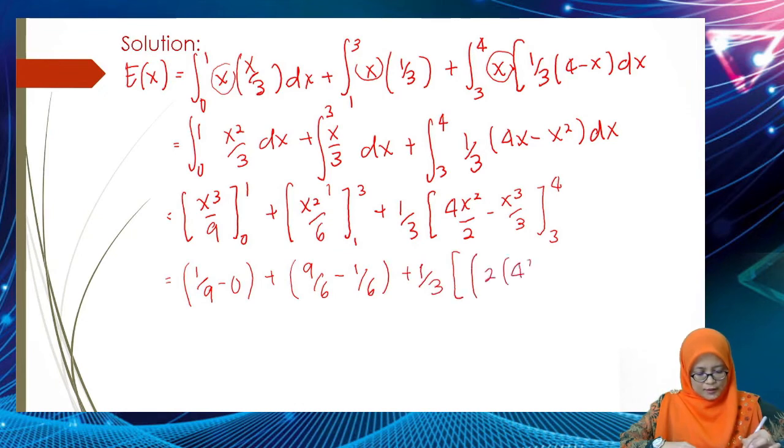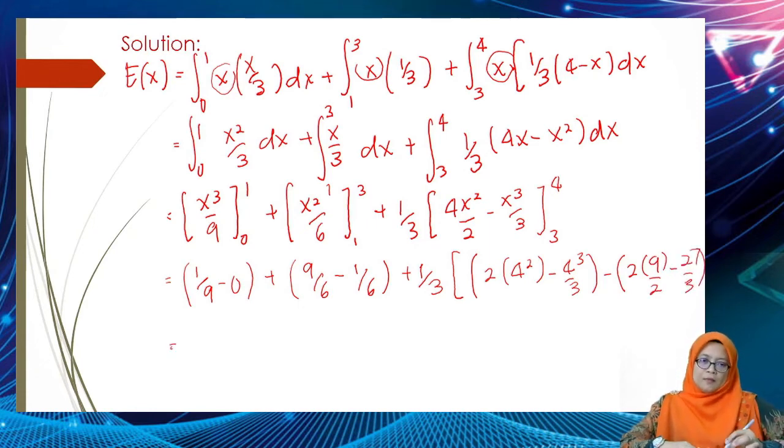2d4 square minus 4 cube over 3 minus 2 9 over 2 minus 27 over 3. Okay, so simplify semua nilai ni. So awak akan dapat awak punya expectation of X is 1 over 2.